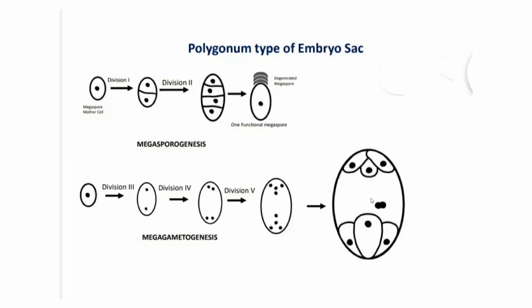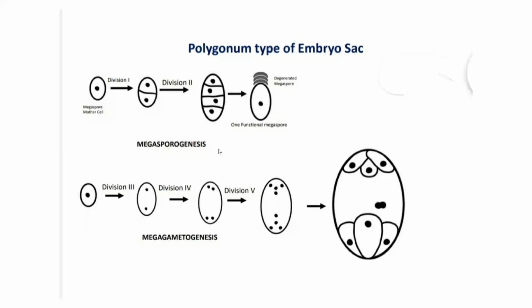In this way, a 7-celled embryo sac is formed. That is the polygonum type, which is very common in angiosperms. It is the normal type of development of the embryo sac. In polygonum, which megaspore is functional? Only the chalazal megaspore is functional, and the remaining three towards the micropylar end, which are haploid, degenerate.